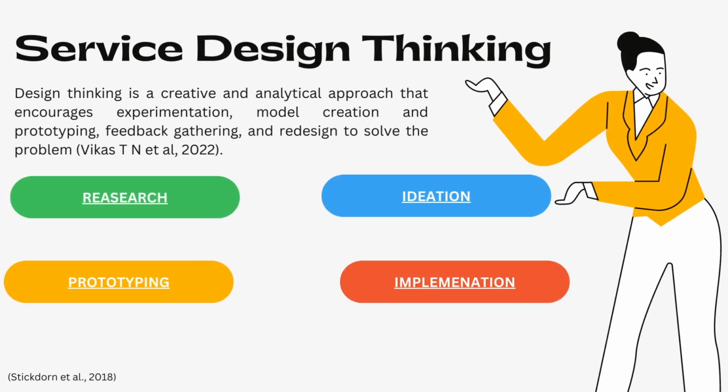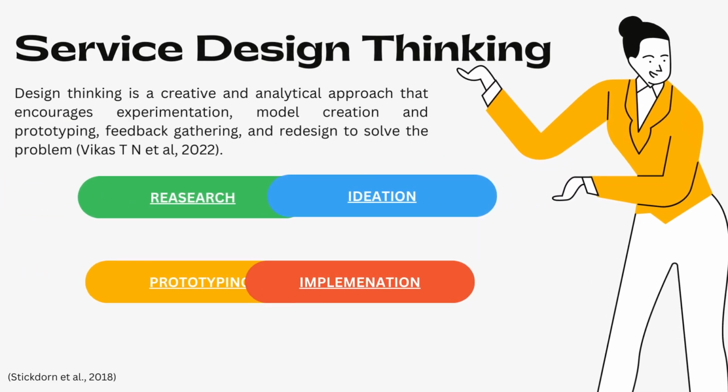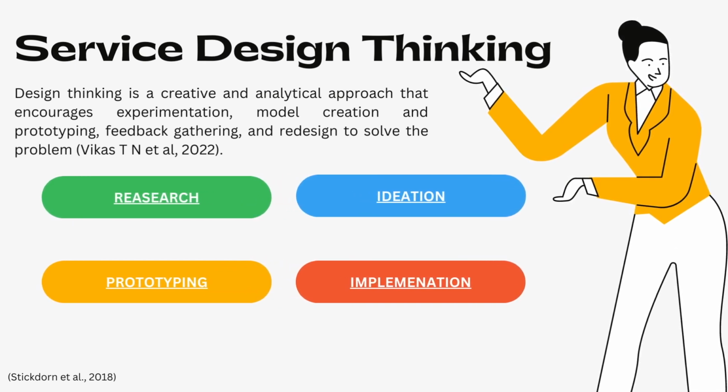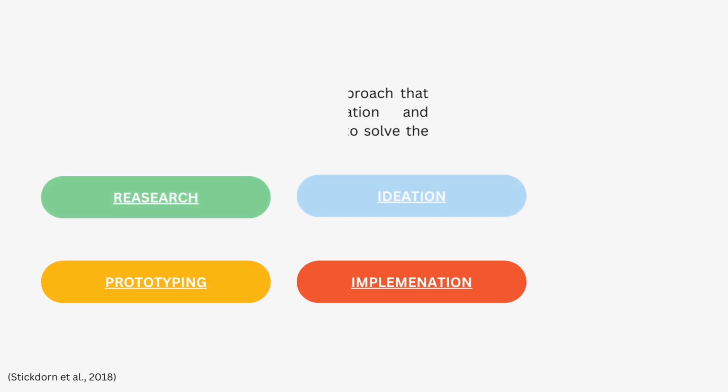First of all, you might be wondering what's design thinking? Don't worry, I got it covered. Design thinking is a creative and analytical approach that encourages experimentation, model creation, prototyping, feedback gathering, and redesign to solve the problem. It has four stages. Those are research, ideation, prototype, and implementation.